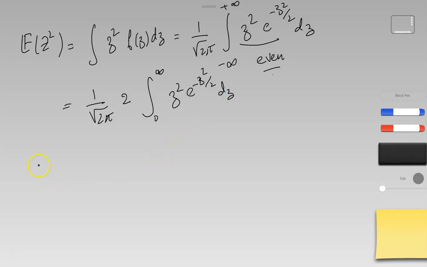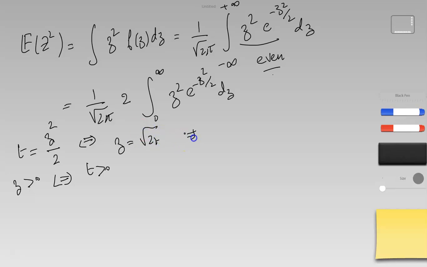Okay, let's consider the following change of variable, t equal to z squared over 2. First of all, z is positive if and only if t is positive. Second, this change of variable is equivalent to writing that z is equal to square root of 2t, so dz is equal to dt over square root of 2t.